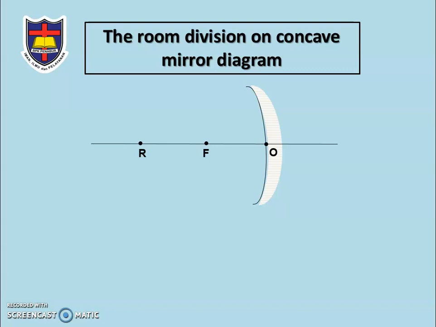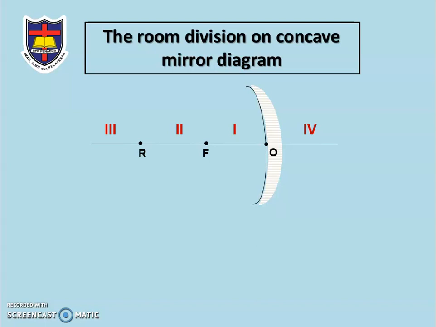A concave mirror can be divided into separate rooms. Room number 1 is the room that lies between points O and F. Room number 2 is the room that lies between points F and R. Room number 3 is the room located in front of point R. And room number 4 is the room located behind the concave mirror.